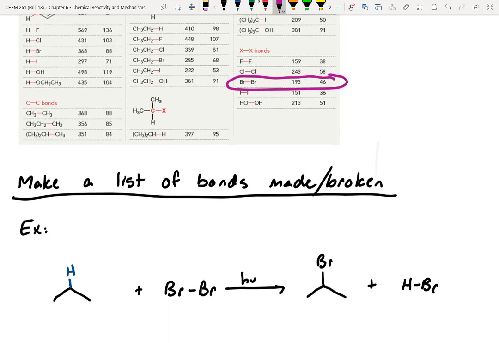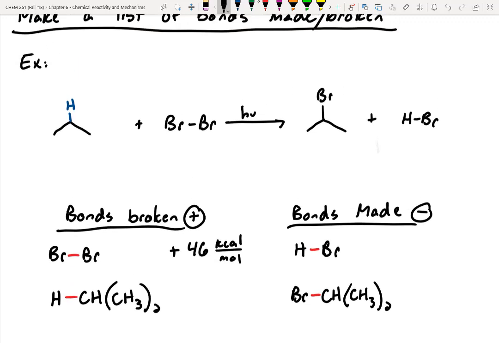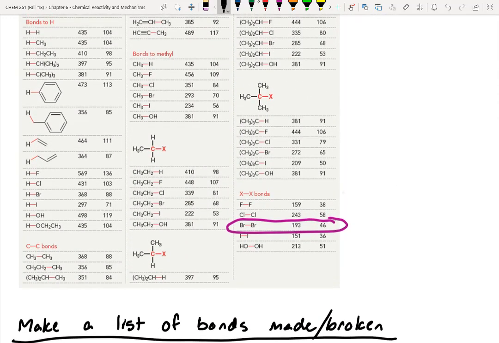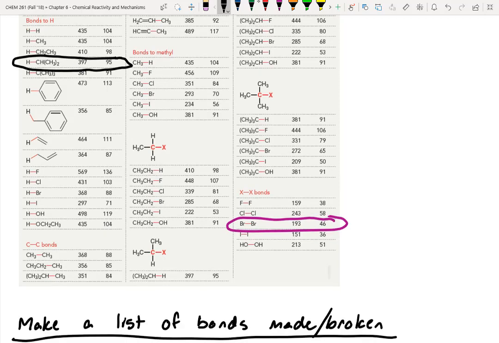So it's 46. So positive 46 kcals per mole. All right, let's do the next one. So we need to find a hydrogen that's bonded to a secondary carbon. So let's go back up and we'll look for that one. So in this case, we're trying to look for this compound right here, right? That looks exactly the same. So that's 95 kcals per mole.